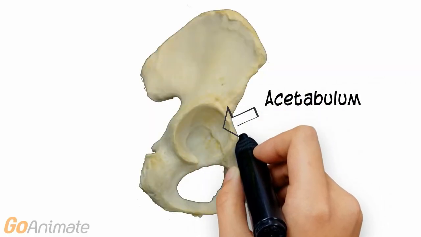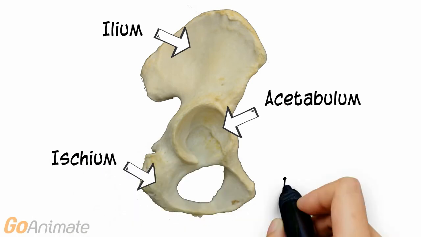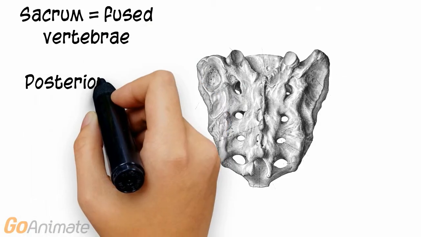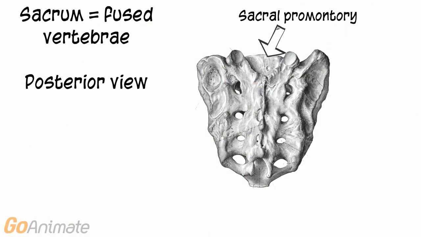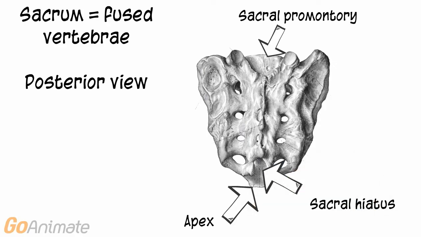On the lateral aspect of the coxal bone, we see a better look at the acetabulum or socket for the hip joint. The sacrum is a triangular bone which is situated between the coxal bones. Here is the posterior surface. The top portion is called the base and contains the sacral promontory.